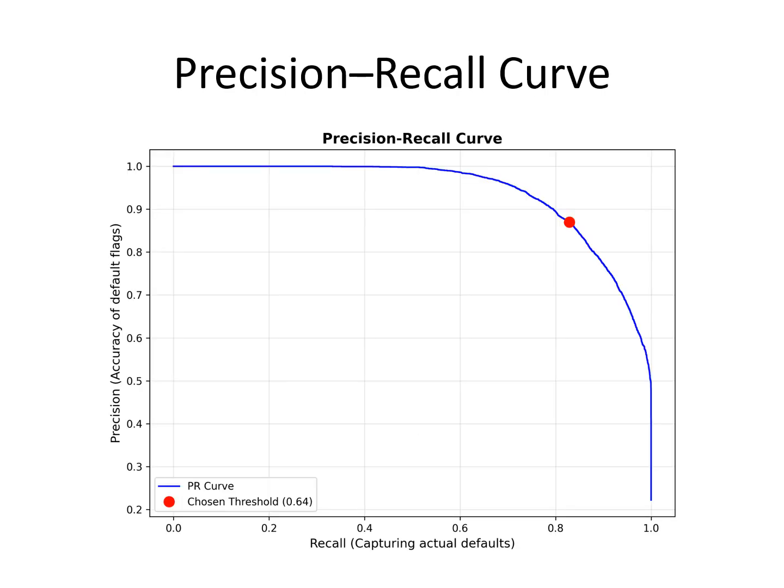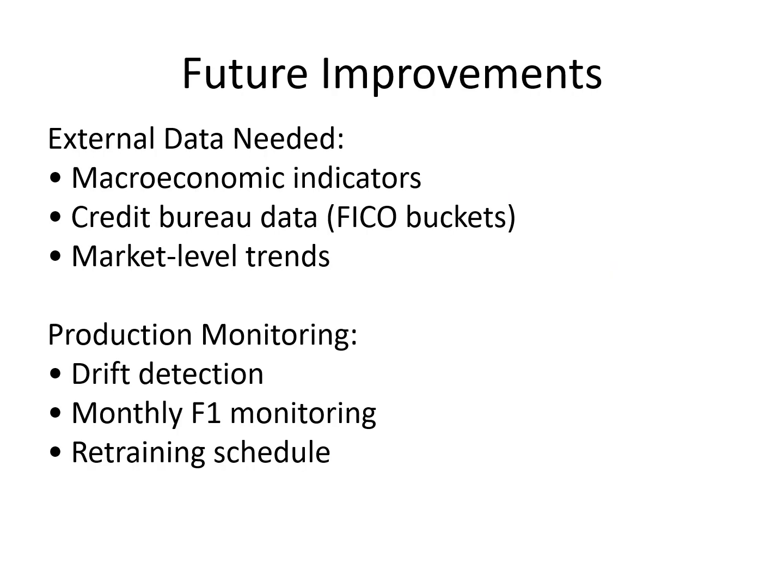This precision recall curve shows how precision and recall trade off at different thresholds. Default prediction is a classic imbalance problem, so PR curves are far more informative than ROC curves. I plotted the chosen threshold to show that it falls in a high recall, reasonably high precision region, which supports strong business decision making.